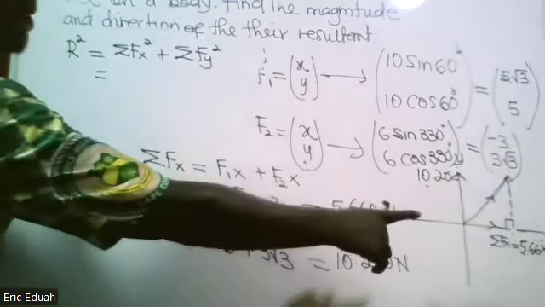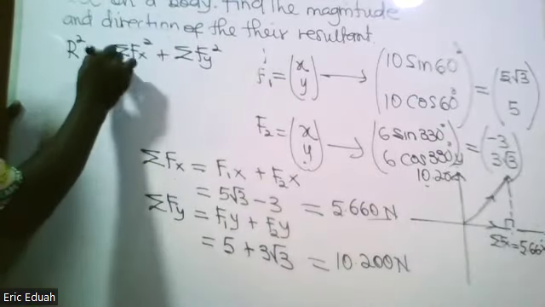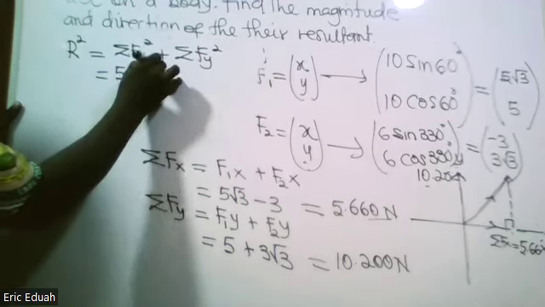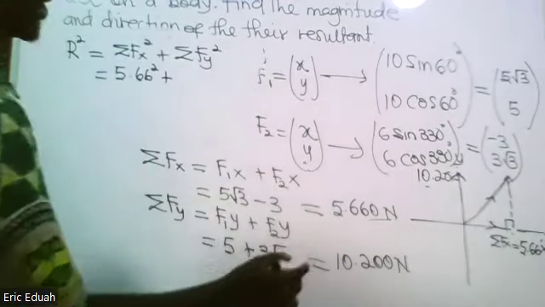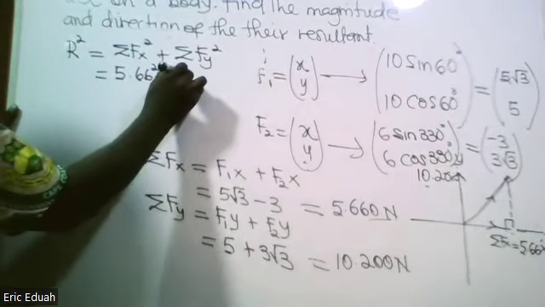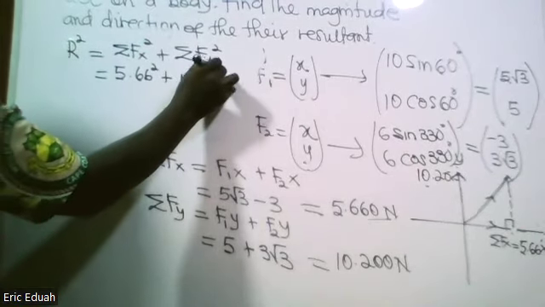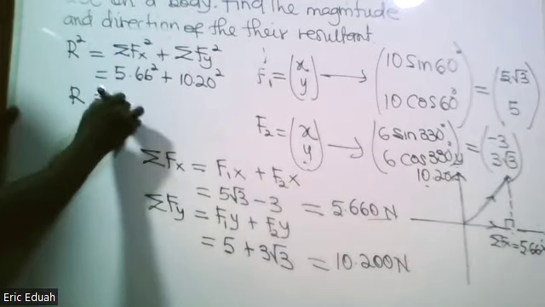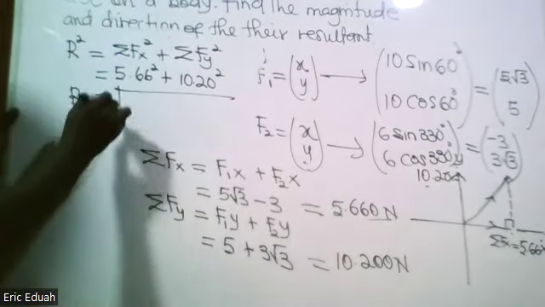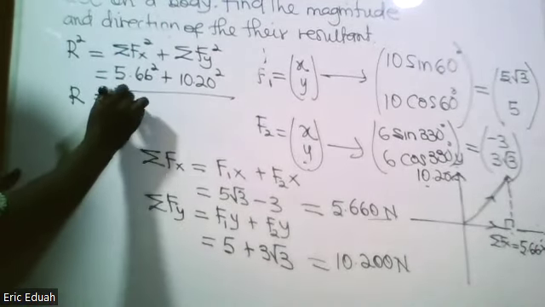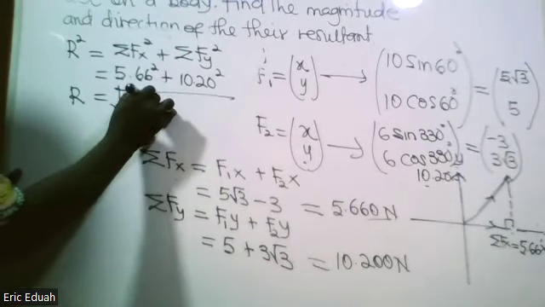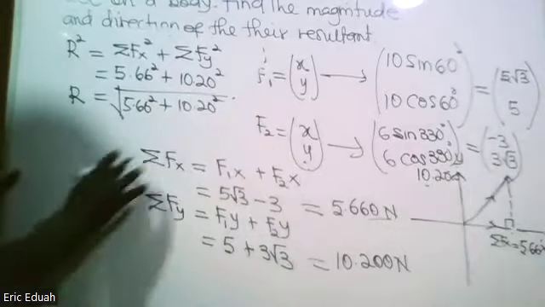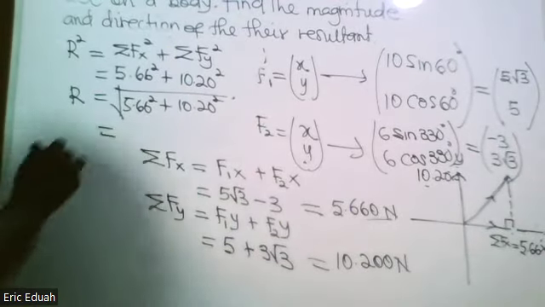What is summation Fx? It is 5.66 squared. What is summation Fy? 10.20 squared. R therefore will be equal to the square root of 5.66 squared plus 10.20 squared. Calculate it and give me the final answer.